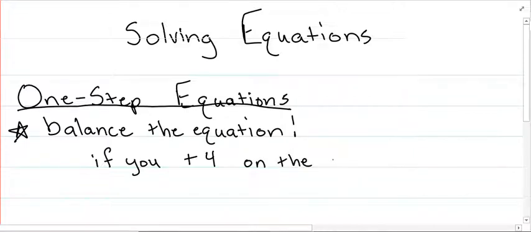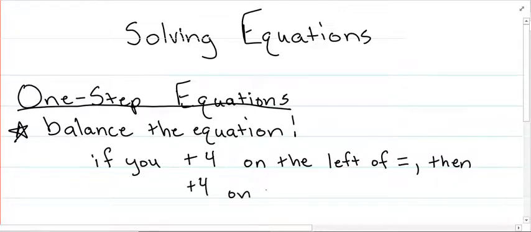And I'm just going to write that down. If you add 4 on the left of the equal sign, then we're going to add 4 on the right of the equal sign. And that's what we mean by balancing equations. This makes sure that our equation is always equal.